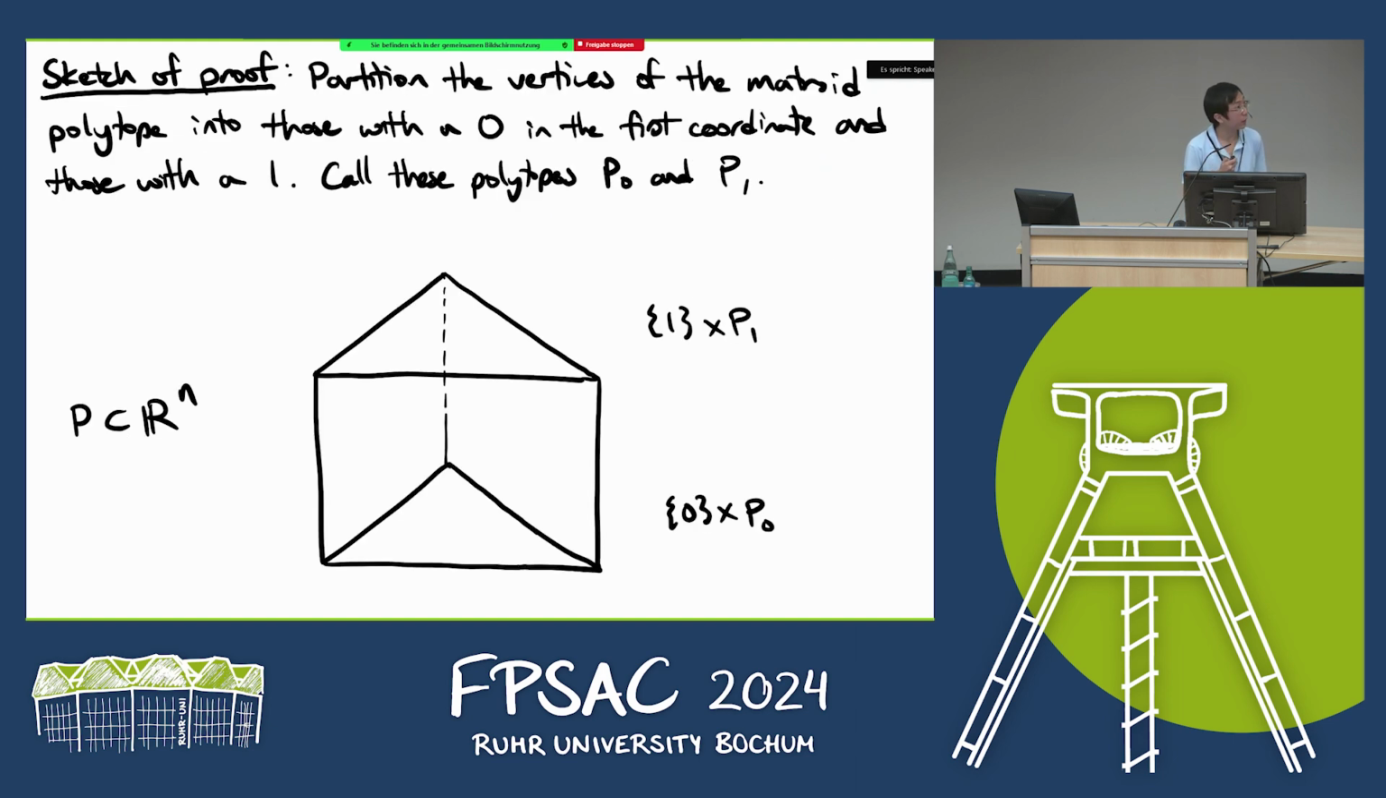Okay, so I'm almost out of time, but I want to sketch the proof a little bit. The idea of this proof is to take advantage of one of the only properties we know about matroids that we can do for any matroid, which is deletion and contraction. So we're going to partition the vertices of the matroid polytope into those which have a 0 as the first coordinate and those which have a 1 as the first coordinate. We're going to call these polytopes P0 and P1. If you're familiar with matroids, this corresponds to the deletion of the first element and the contraction of the first element.